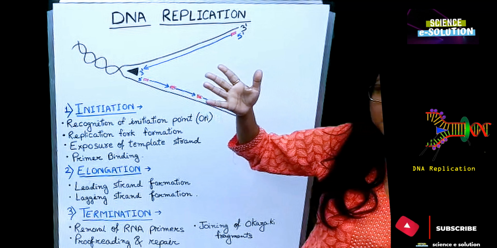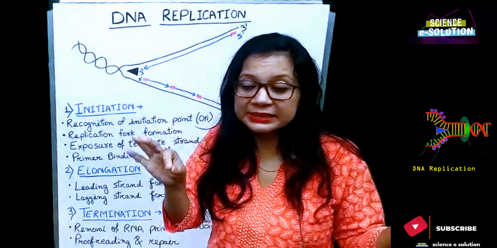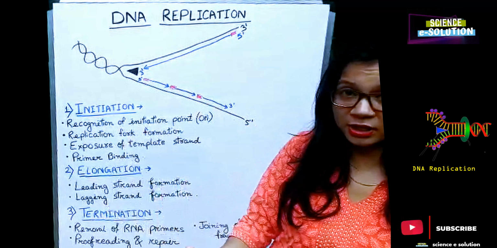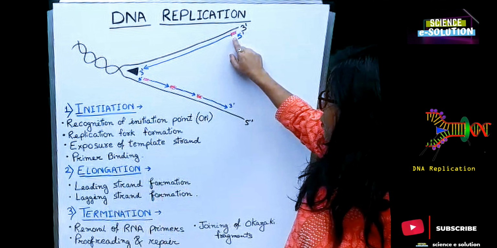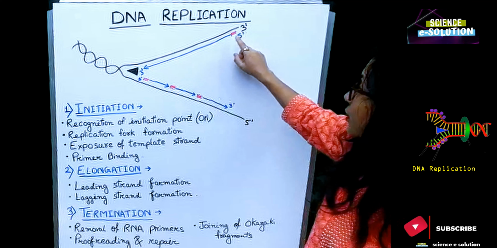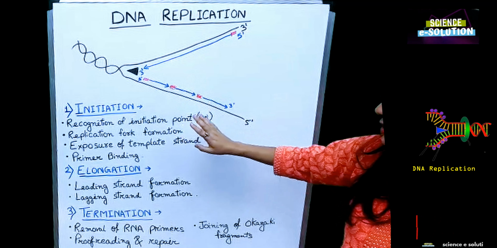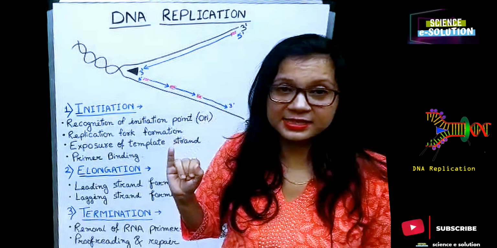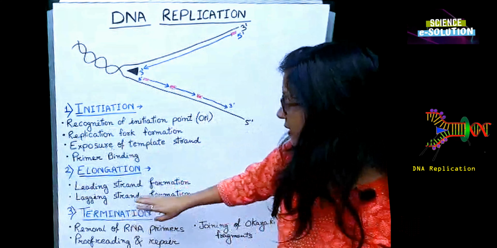Now after these template strands are exposed, DNA replication starts. But this DNA replication cannot start on its own. So the fourth step, initiation, is done by the RNA primer. The primer is formed by the enzyme primase, and only on this RNA primer can elongation take place. So these are the four important steps of the first point, that is initiation of replication. Now comes the second point, that is elongation.